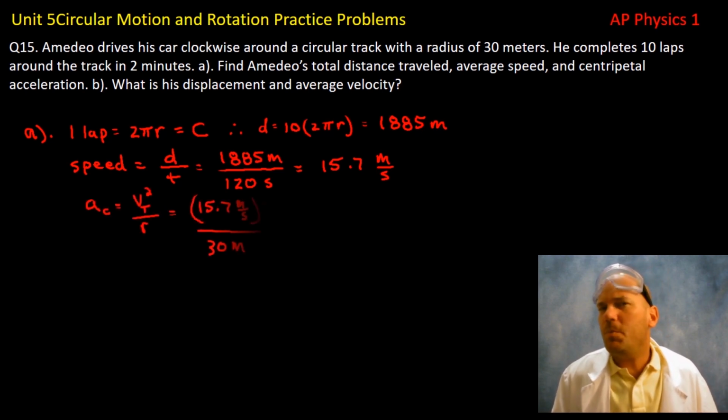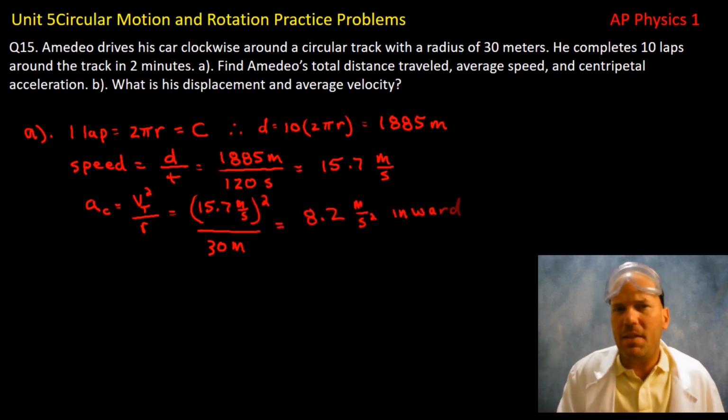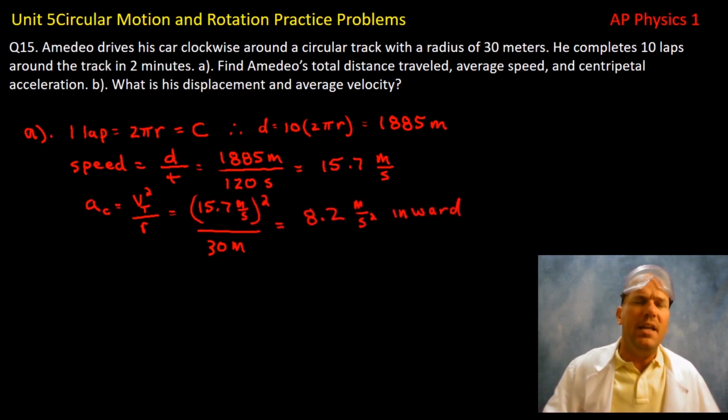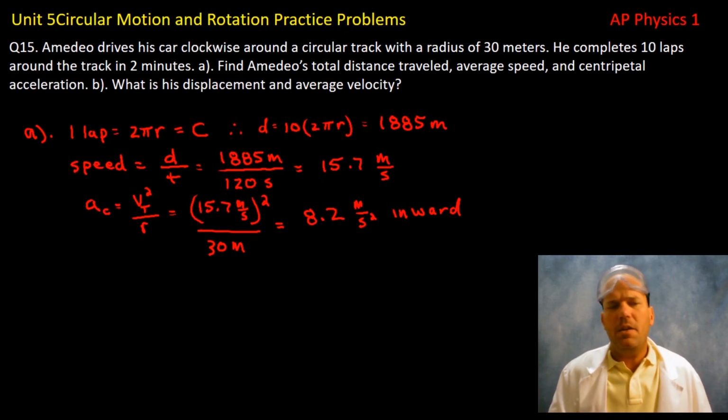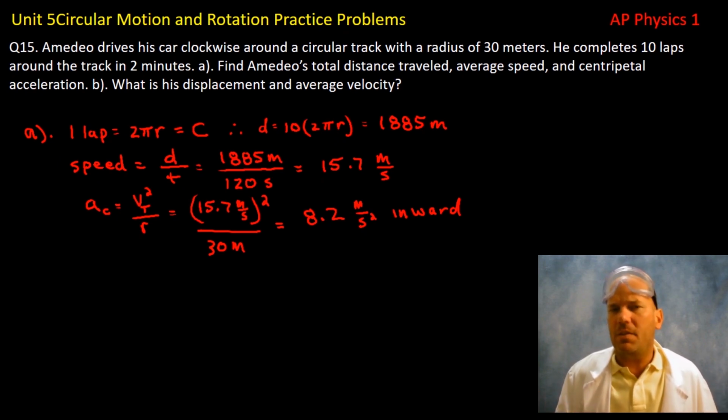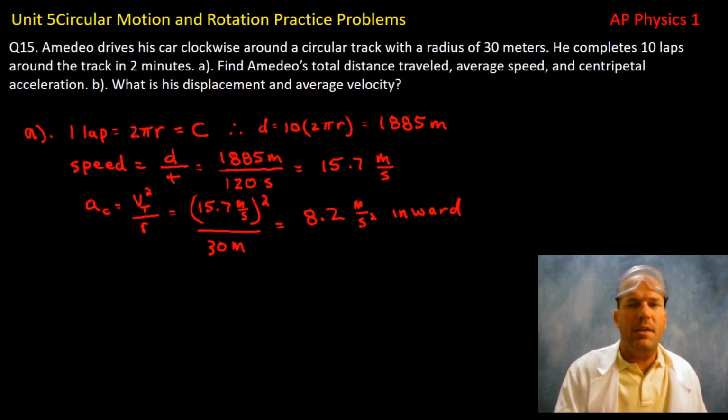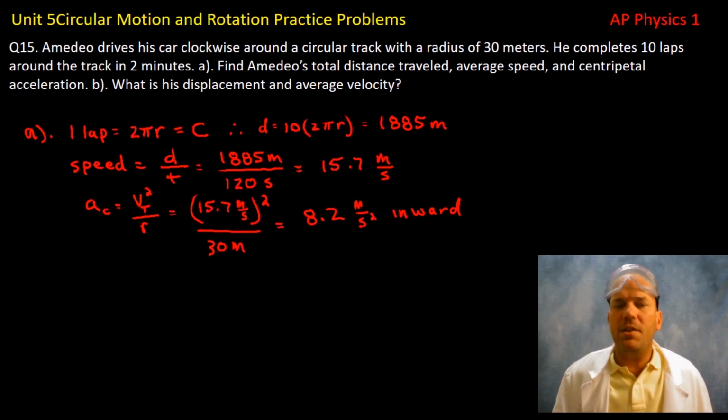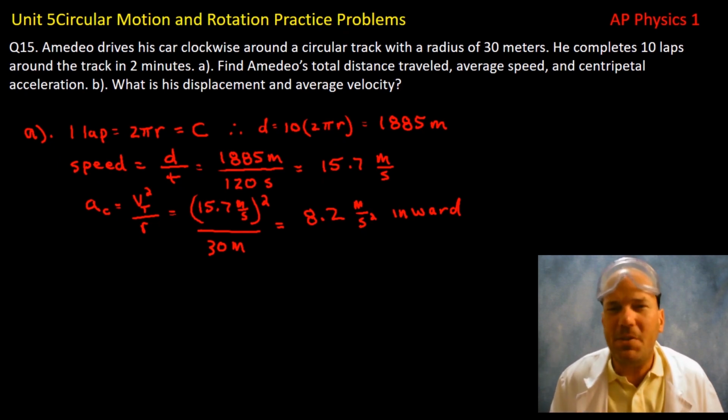What is the centripetal acceleration? Well, that would be the tangential speed squared divided by the radius. We found the speed to be 15.7. We square it, divide by 30 meters. So we get the centripetal acceleration to be 8.2 meters per second squared inward.